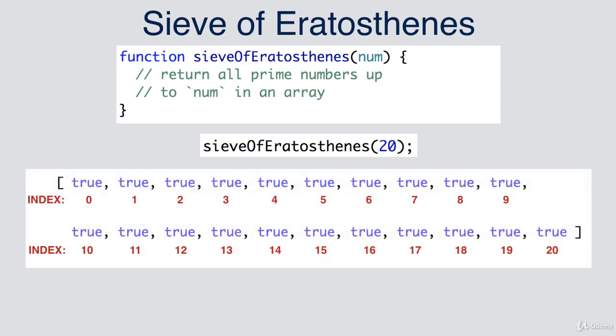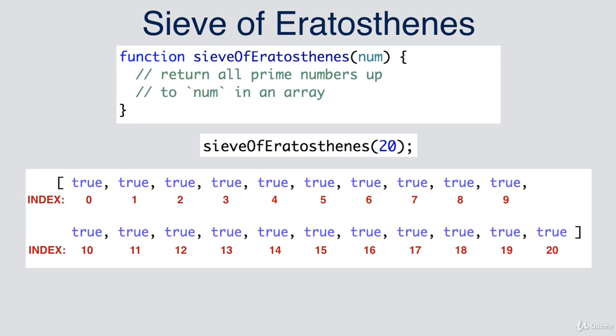We have a 21 element array, so naturally the indexes of the array go from 0 to 20. Then, at every single element, we have the value true. This signifies that every single element in the array is prime. Great, so that is how we start. Then we will go through our array and mark every number that is not actually prime as false. So, how will we do that?